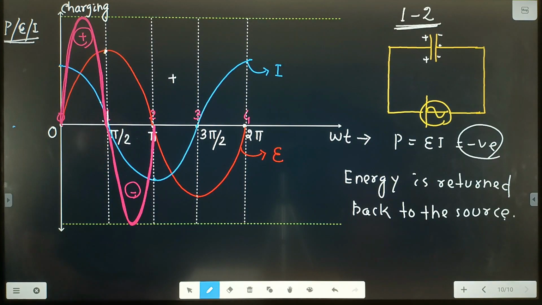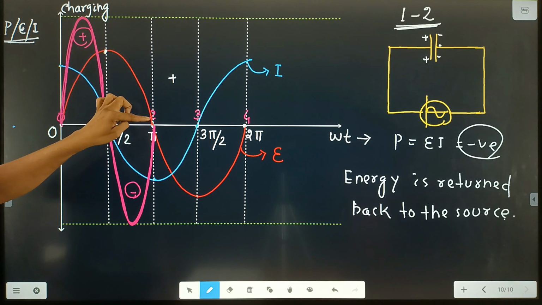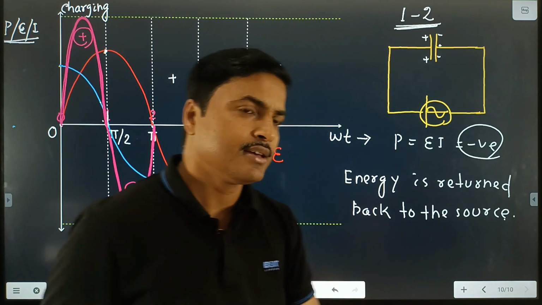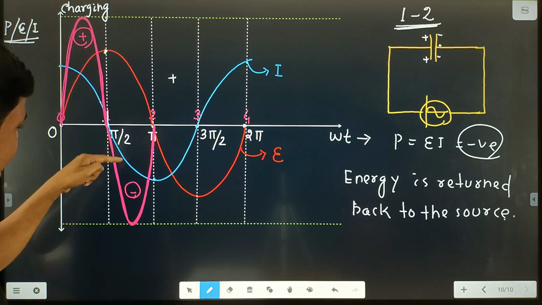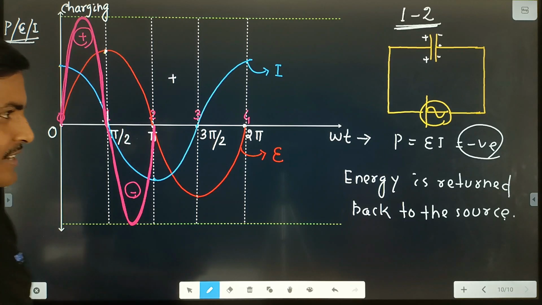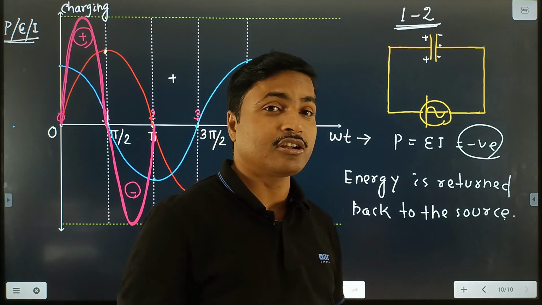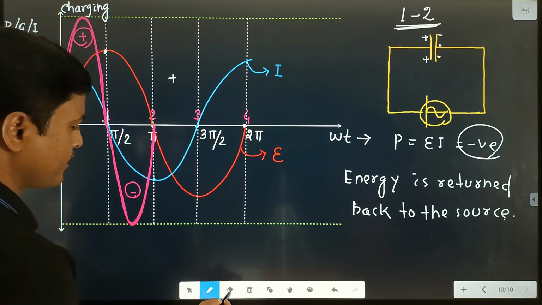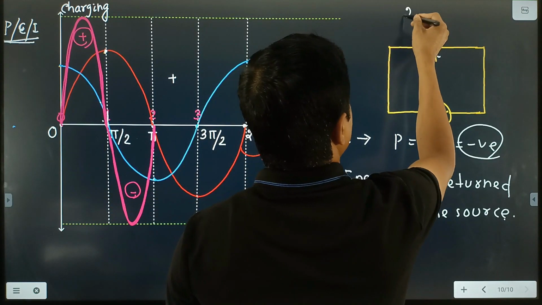Clear? That means once again, between point 1 and 2, voltage is gradually decreased, so the capacitor starts to discharge. At the same time, the magnitude of current is gradually increased, but in the negative side, so voltage is positive and current is negative. That means power is negative. Power negative means energy is returned back to the source. Then between point 2 and 3, what happened?